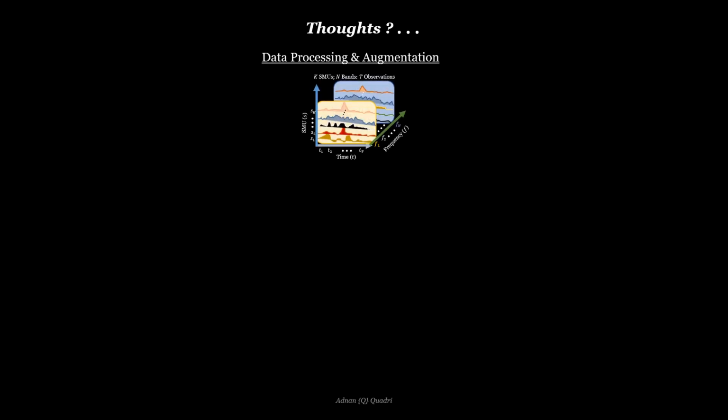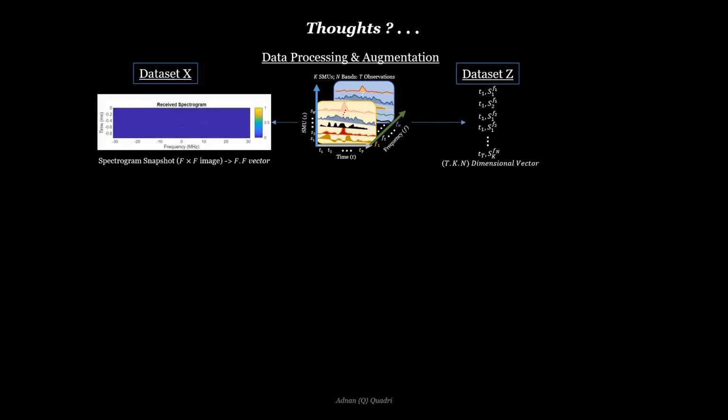Before I wrap up, I wanted to reach out to anyone who's interested and put out a few questions that we could discuss. For instance, what is the best way to process the spectrum utilization dataset before it is fed as input to our semantic communications system designs? Dataset Z is presented as time series data, whereas dataset X is processed as spectrogram snapshots that are labeled with different classes of radar and communication signals.